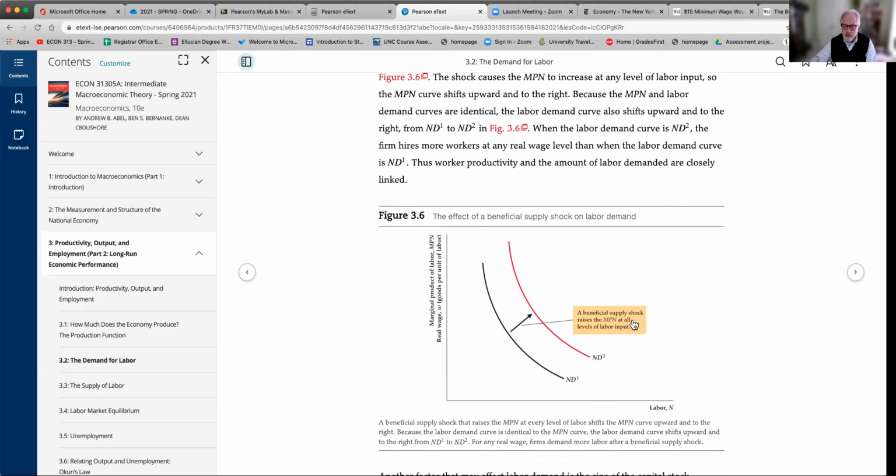So a beneficial supply shock, something that shifts the production function upward, is going to increase the slope of the production function at every point, and the slope of that production function is the marginal product of labor curve. It's going to shift the marginal product of labor curve to the right. And by doing that, for any given real wage, if we drew a wage line across here, there would be more labor demanded. Again, it's a profit maximizing response to that increase in productivity.